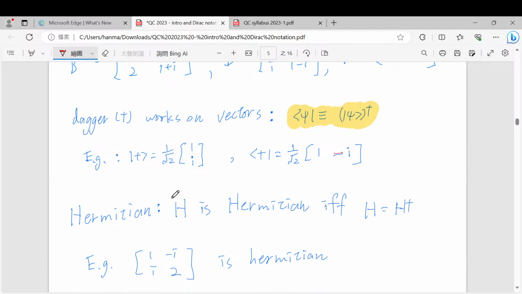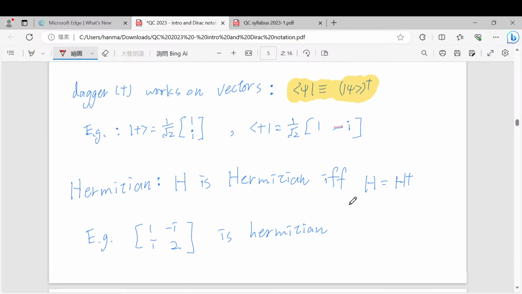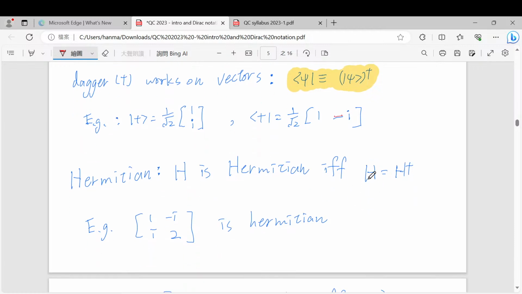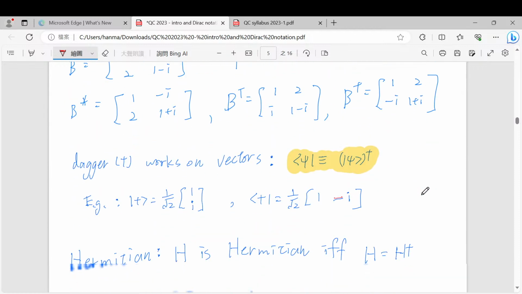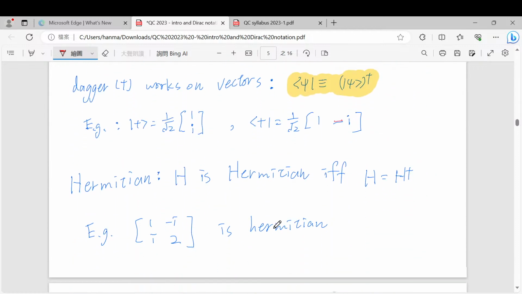And so, property: a matrix is called Hermitian if and only if it's equal to the dagger of itself. Okay, and you can see that obviously this only works for square matrices. Otherwise, the dimensions of those two wouldn't even be the same. But anyway, if a matrix is equal to its complex transpose, then it's called a Hermitian matrix.